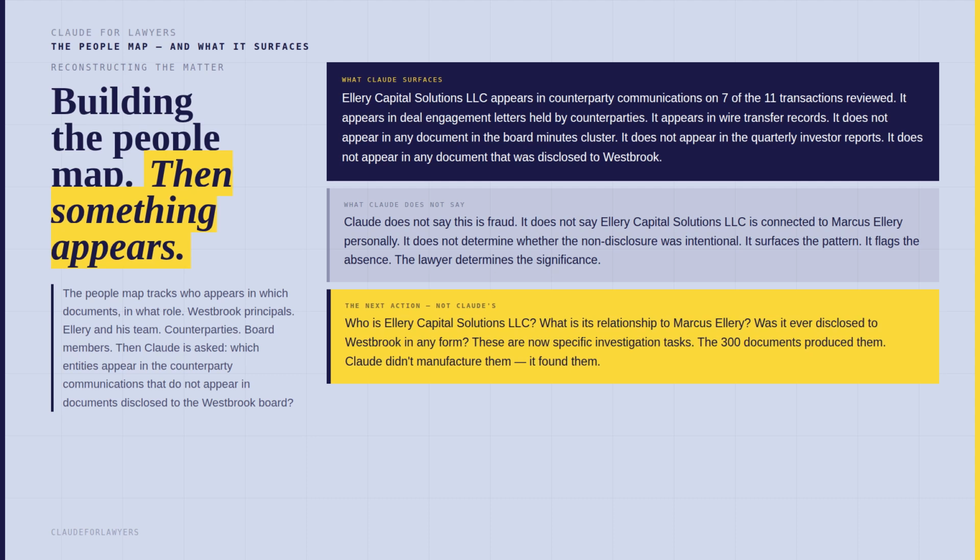While building the people map, a specific question gets asked. Which entities appear in the counterparty communications that do not appear in any document disclosed to the Westbrook board? Claude returns with the following.